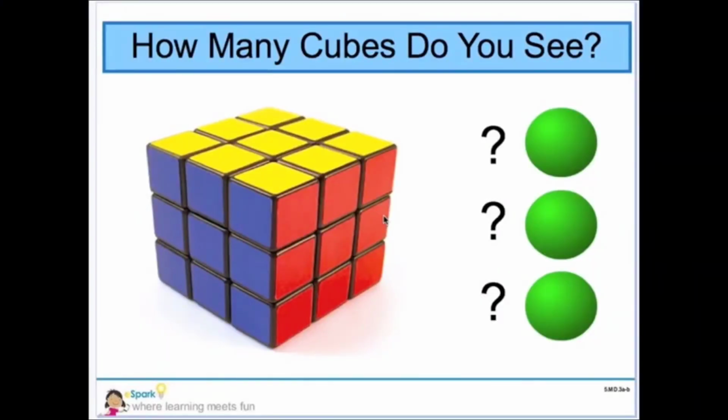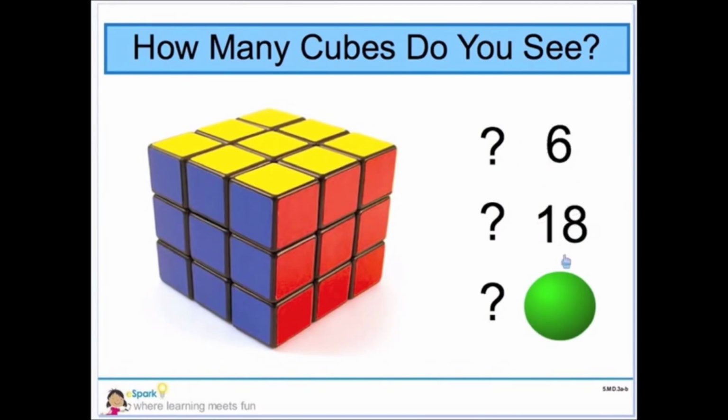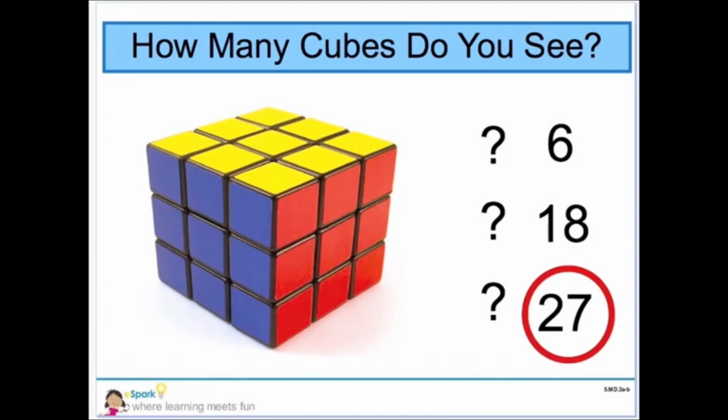I bet you have seen this puzzle cube before, maybe even played with one. Whoever was playing with this one did a pretty good job of matching all the colors. But did you ever wonder how many smaller cubes are stacked and layered together to make the bigger cube? Take a guess. 6, 18, 27? Did you know that we just measured the volume of this puzzle cube? When talking about volume, we say this puzzle cube is 27 units cubed.